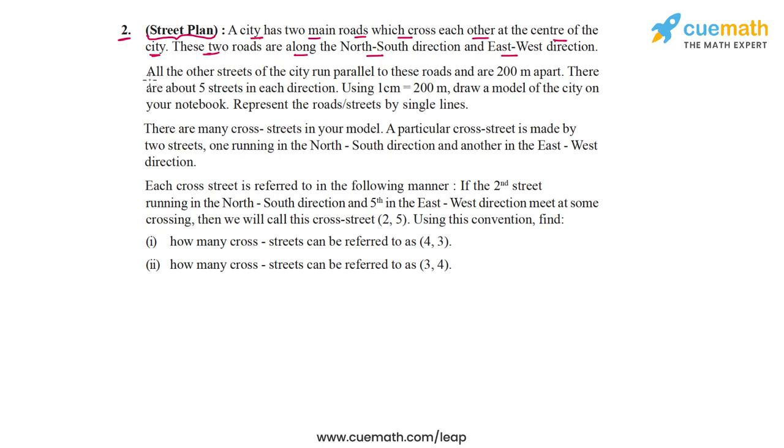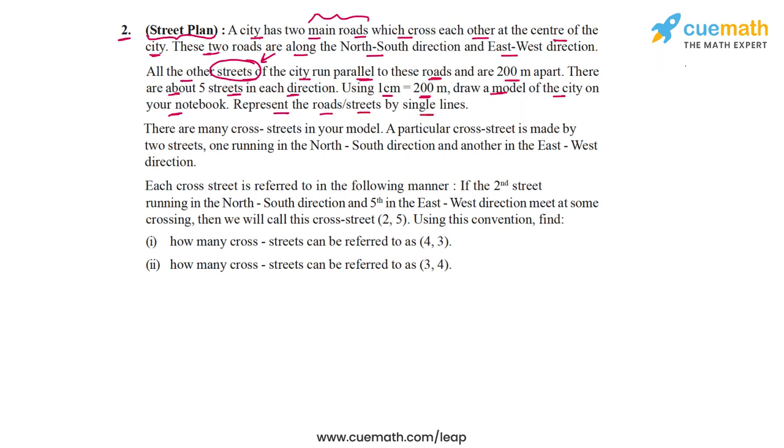Next, the problem statement says all the other streets of the city. So there are two main roads and there are many other streets. All the other streets of the city run parallel to these roads and are 200 meters apart. There are about 5 streets in each direction. Using 1 centimeter equal to 200 meters, draw a model of the city on your notebook. Represent the roads, streets by single lines.